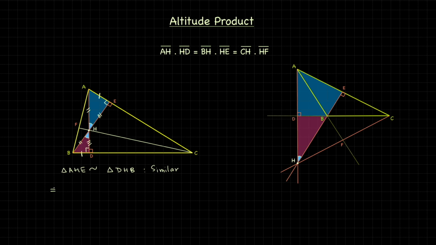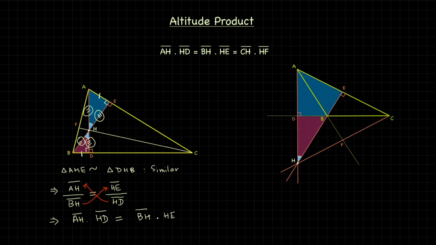We know that for similar triangles, the ratio of corresponding sides is the same. So taking the corresponding sides marked with the two ticks, we get length of AH divided by length of BH is the same as the ratio of the sides marked with the triple ticks, the ratio HE divided by HD. And now if we cross multiply, we will get AH times HD is equal to BH times HE.